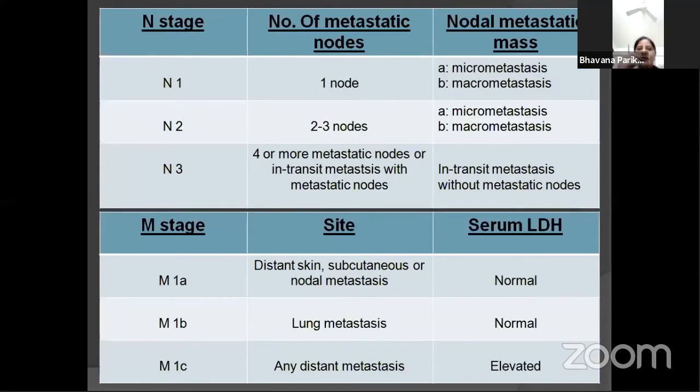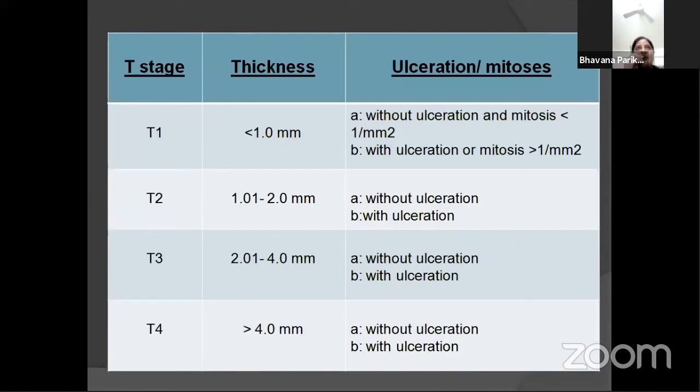T1 is also subdivided into 2 parts in the recent AJCC staging, Priya. T1A is less than 0.8 millimeter without ulceration. T1B is less than 0.8 millimeter with ulceration, and another T1B is 0.8 to 1 millimeter with or without ulceration. So T1A and T1B are subcategorized according to less than 0.8 and 0.8 to 1 millimeter. Okay.